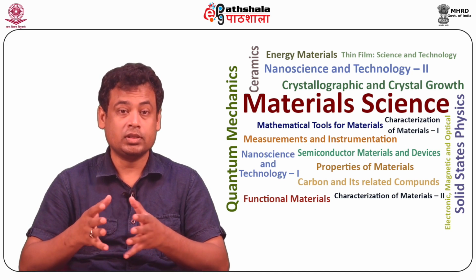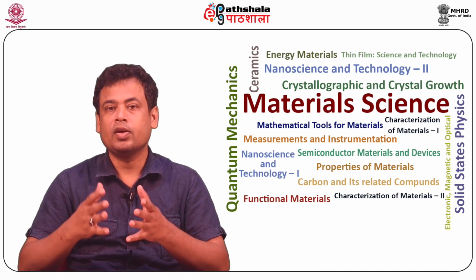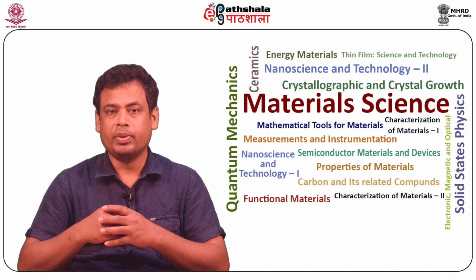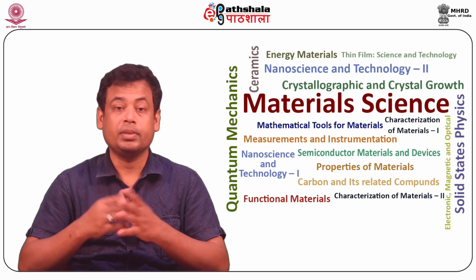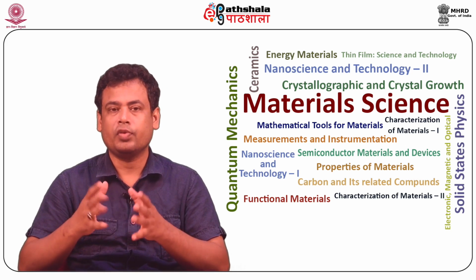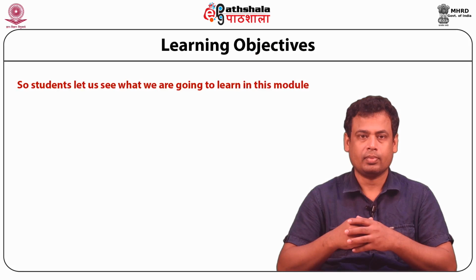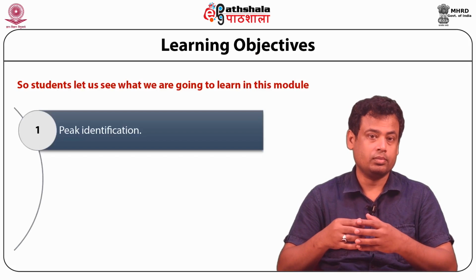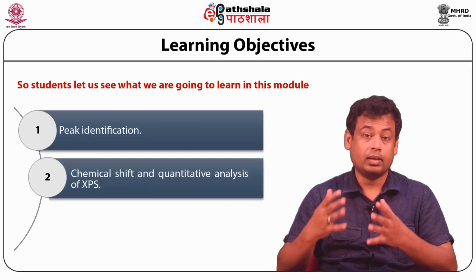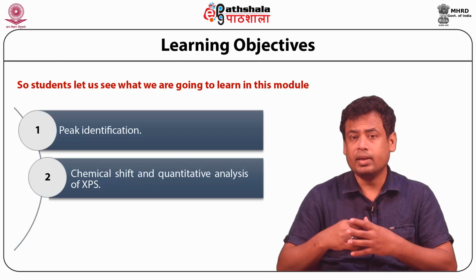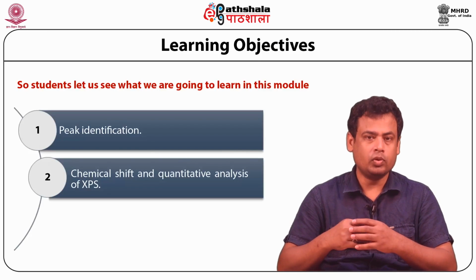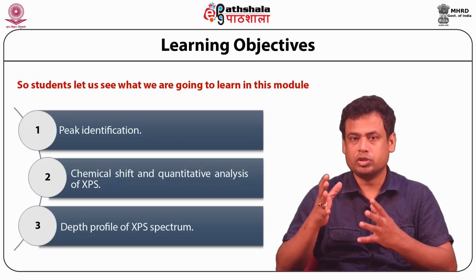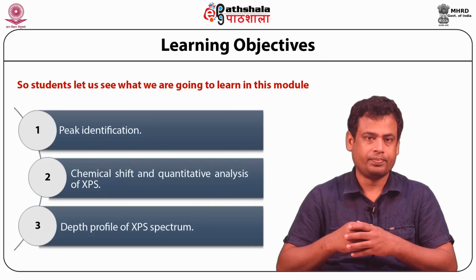Today we are going to discuss the module X-ray Photoelectron Spectroscopy Part 2, coming under the topic Surface Morphology from the paper Characterization Techniques for Materials 2. From this module, students may get to know about the following: the peak identification, chemical shift and quantitative analysis of X-ray photoelectron spectroscopy. Also, the depth profile of the XPS spectrum will be discussed.